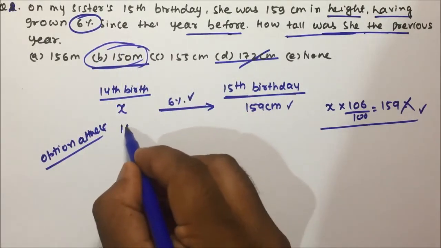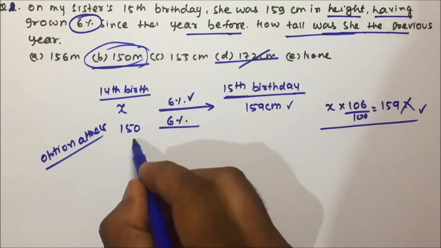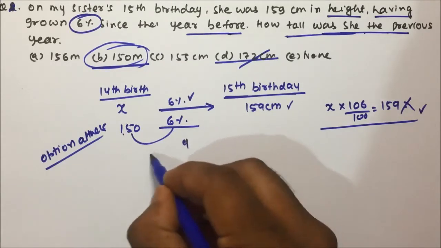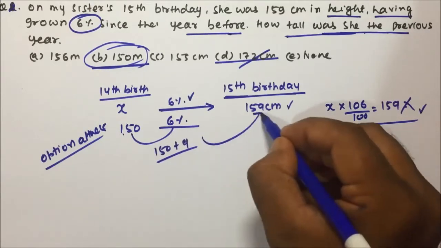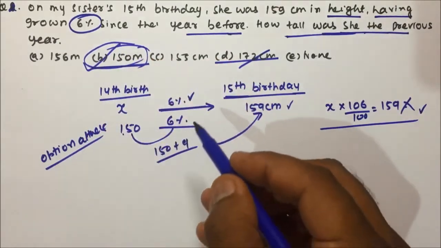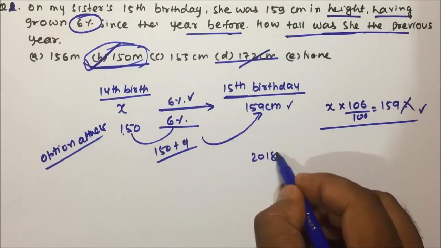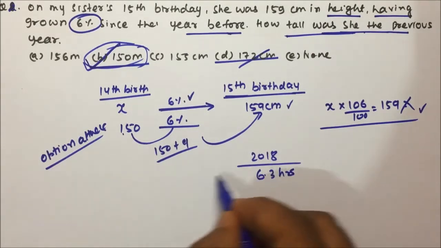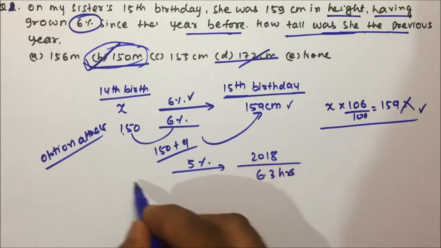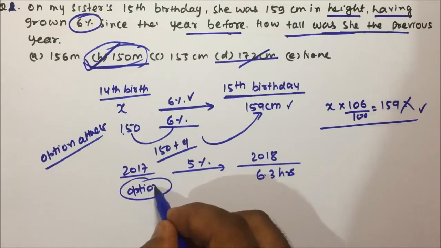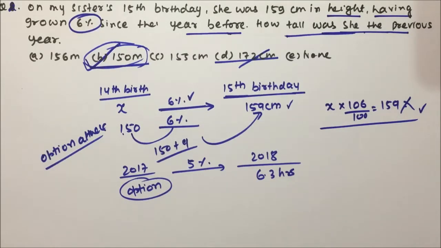So 150, calculating 6% of 150 will be easy. So if you calculate 6% of this, then 15 into 6 will be what? 90. That means 9. So 150 plus 9, yes, 159 centimeter. Option B is the correct answer. And this question, friend, I am teaching from a long time to the student, and the same question we had in 2018, Americans are using 6.3 hours and having grown 5% from the last year. So in 2017, what we had to do? You had to use the option attack to solve this kind of question. Now moving towards the next question of percentage, which was asked last year.